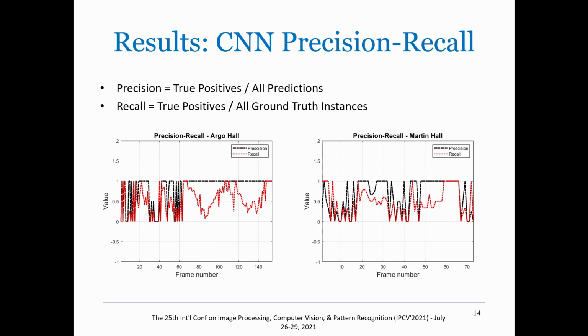And these are the graphs for the CNN. Note that these are precision recall variation by frame and not precision recall plots in the traditional sense. On the left we can see the Argo Hall graph. On the right we can see the Martin Hall graph. You'll notice in these graphs that the recall is typically quite a bit lower than the precision, which means a lot of our instances aren't being detected at all. So we'd like our detector to make more predictions going forward.